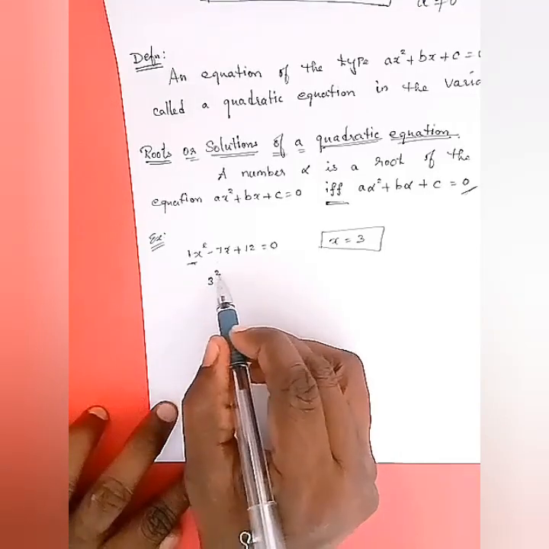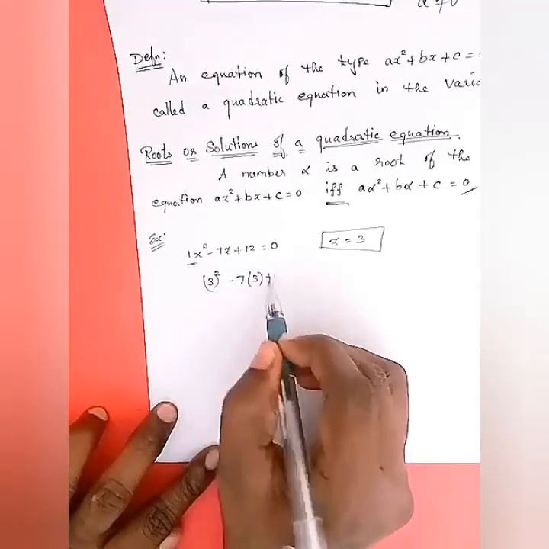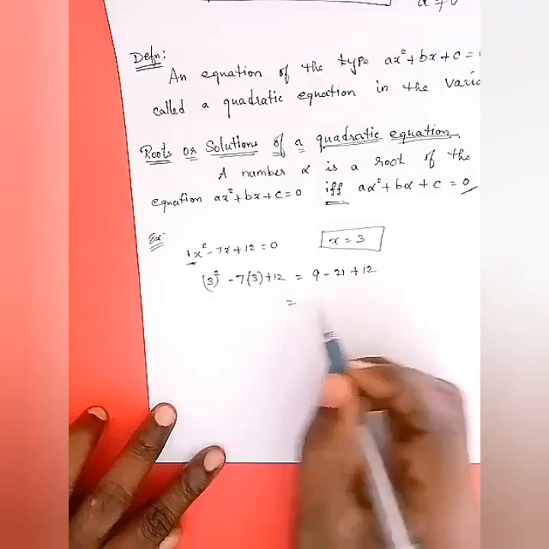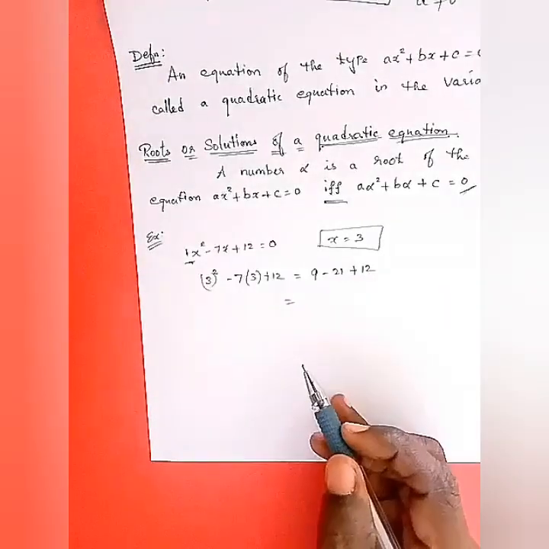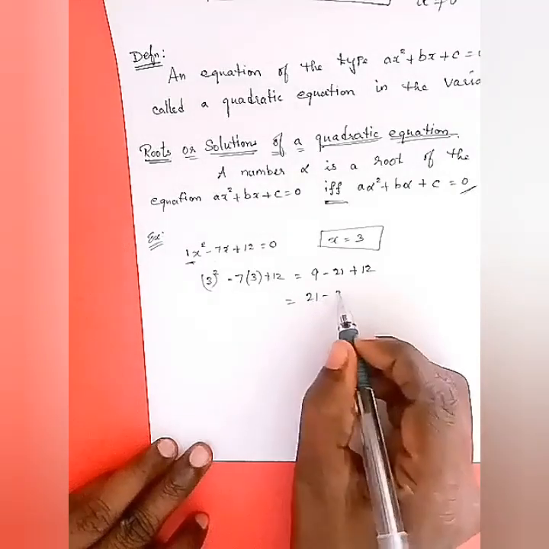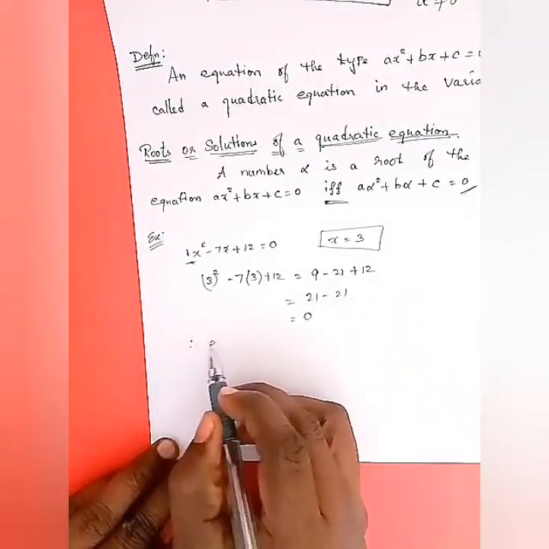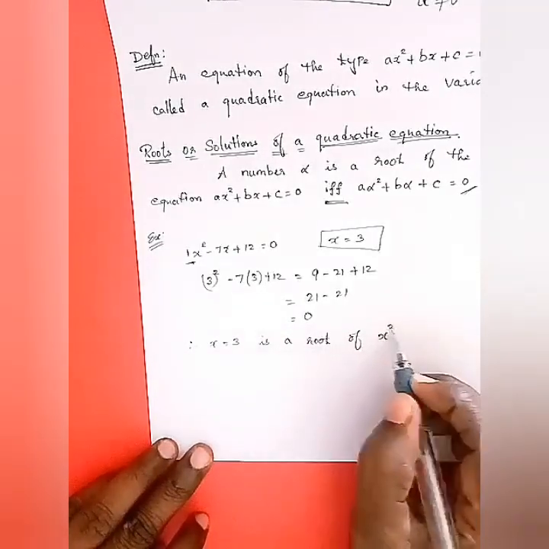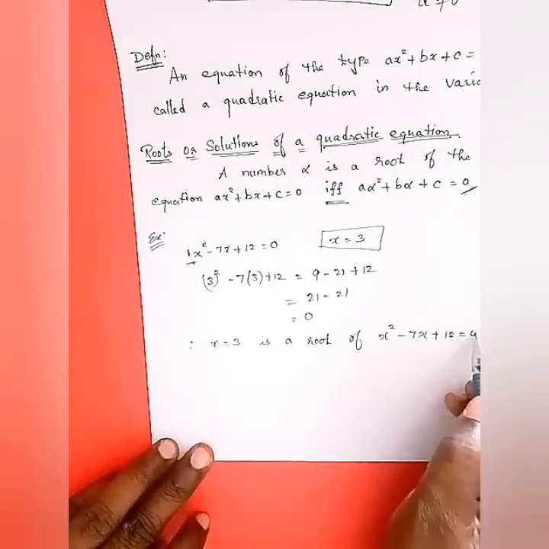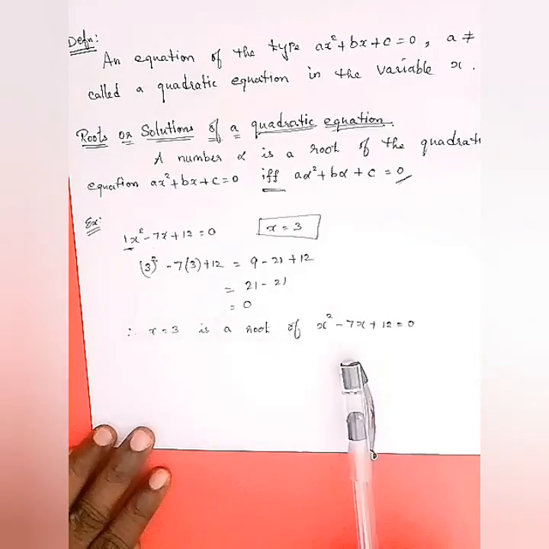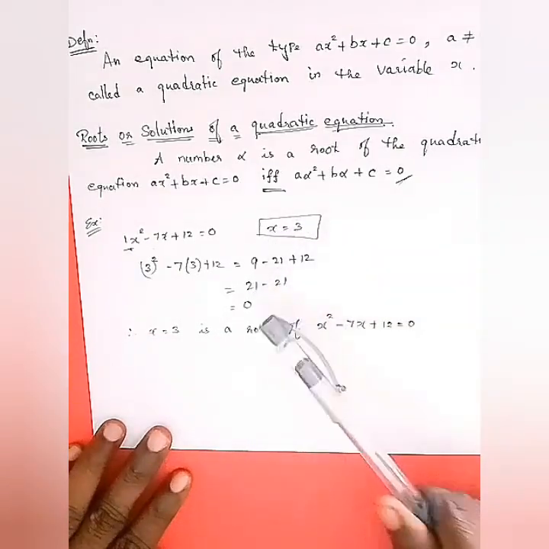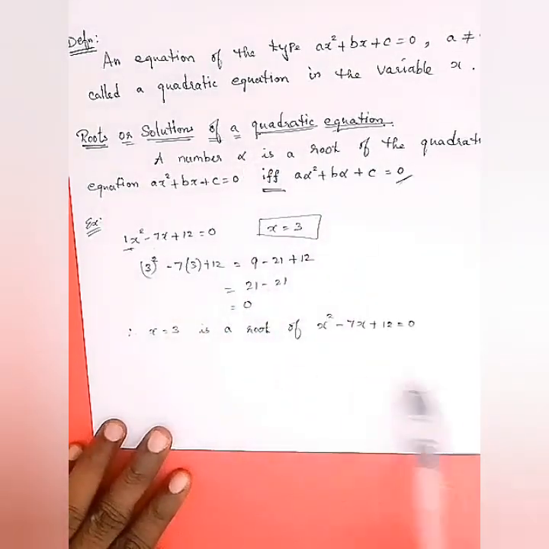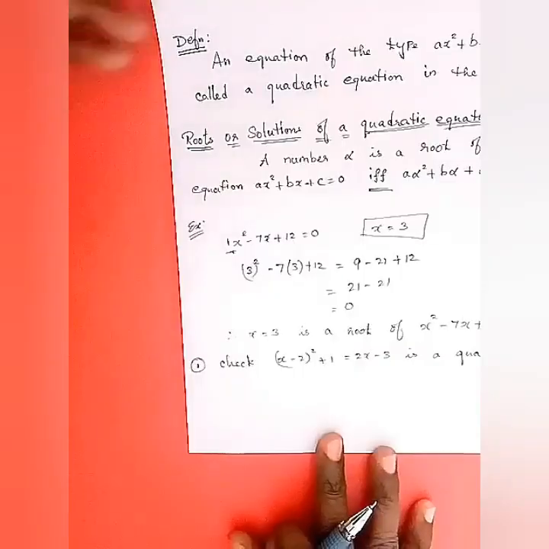So 3 square minus 7 into 3 plus 12, answer is 3 square 9 minus 21 plus 12. So 9 plus 12 is 21, 21 minus 21 will become 0. Therefore x equal to 3 is a root of x square minus 7x plus 12 equal to 0. That is, x is equal to 3 is a root of this equation. So by substituting that we got 0, so we can decide it. The same thing here, instead of alpha we have 3, so we substituted and we found whether it is a root or not. Now we will go for the questions.